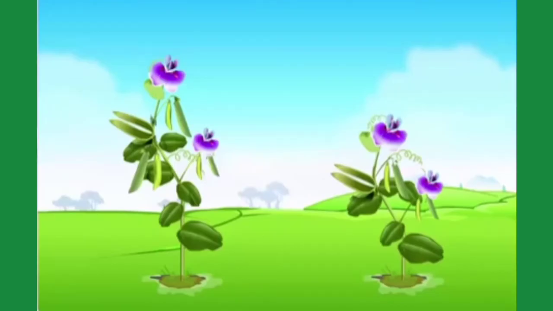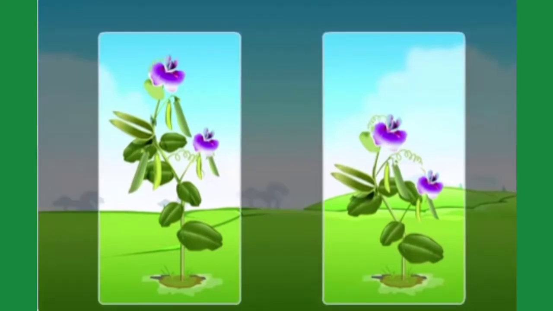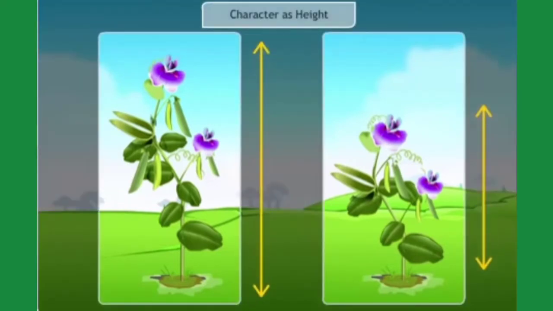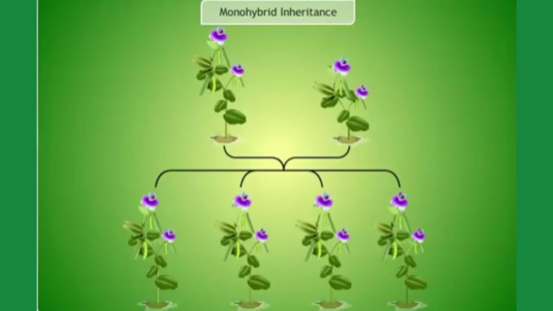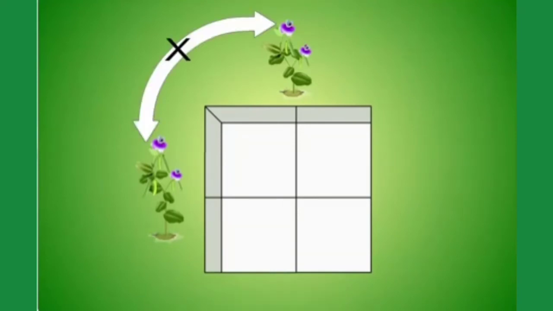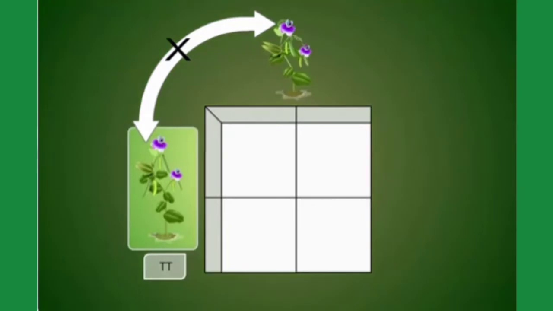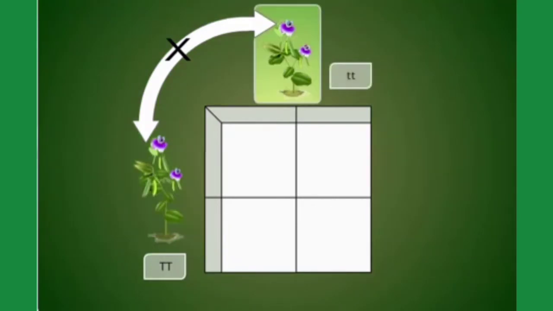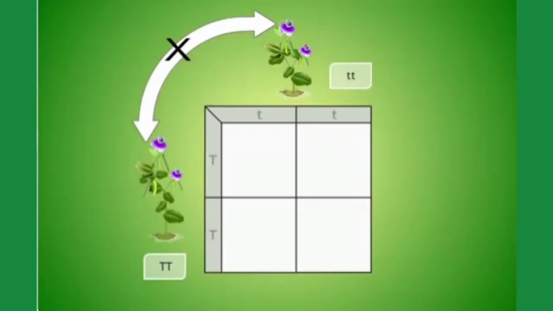Well, let me explain this with Mendel's experiment, in which inheritance of only one character, for instance the height of the pea plant, is considered. Such an inheritance pattern is referred to as monohybrid inheritance. The Punnett square shows the cross between parental tall TT and dwarf tt plants. The gametes produced by them are T and t, and all the F1 generation have Tt progeny.